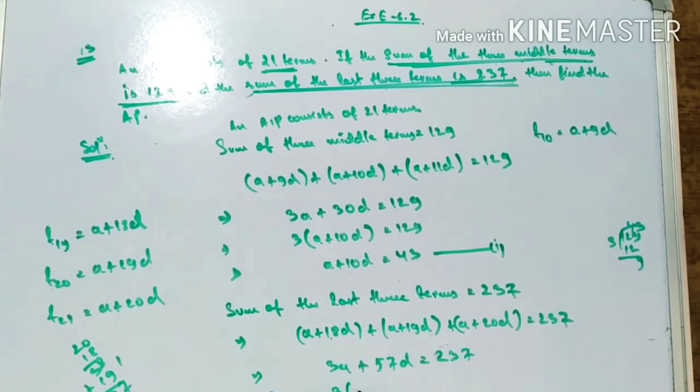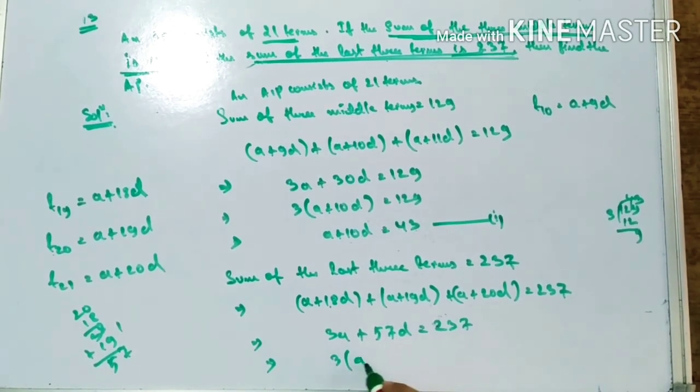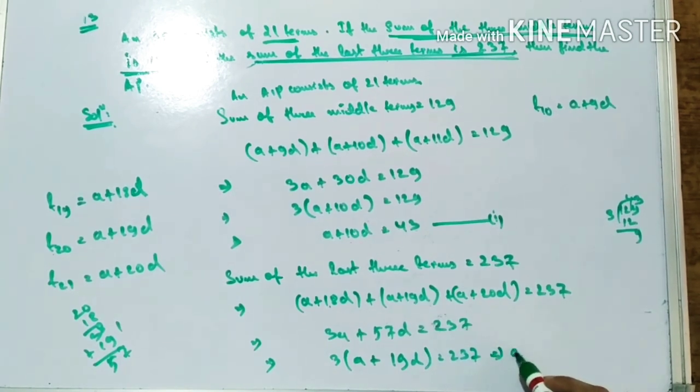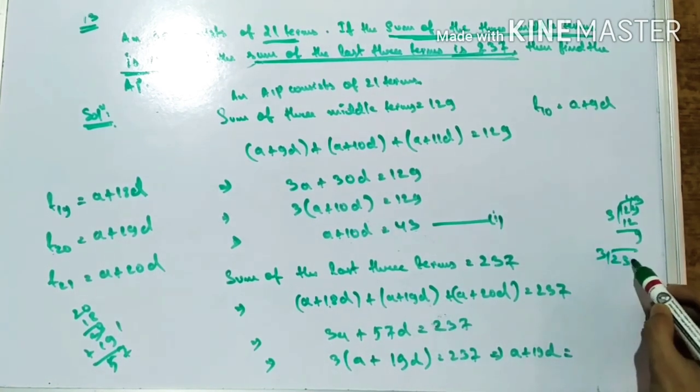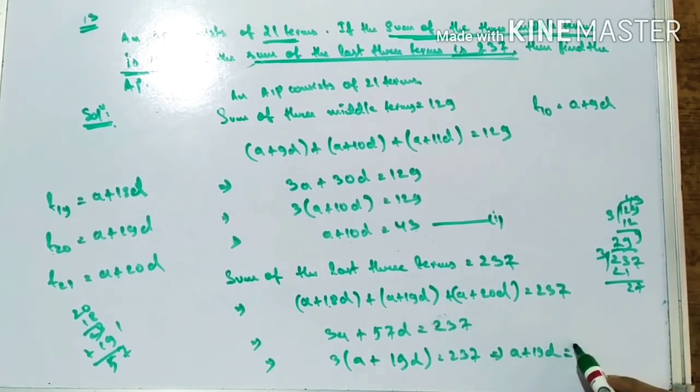So in here again, if I take 3 common, I will get a plus 19d is equal to 237 divided by 3. 237 divided by 3: 3 sevens are 21, then 27, 3 nines are 27, so I will get 79. Yes, a plus 19d is 79, and this will be our equation number 2. This is our equation 1 and this is our equation number 2.